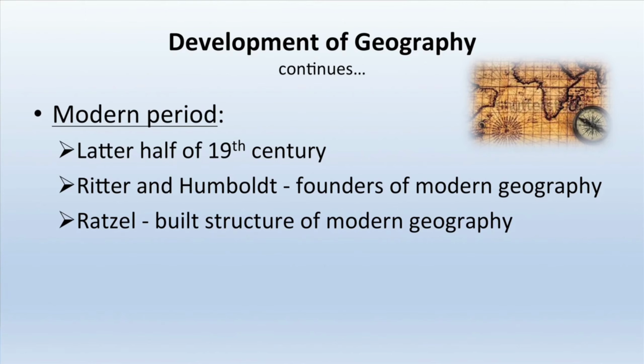Then comes the modern period. Thirdly, the modern period can be said to have started in the later 19th century. Ritter and Humboldt were the main two geographers that can be identified during this period.